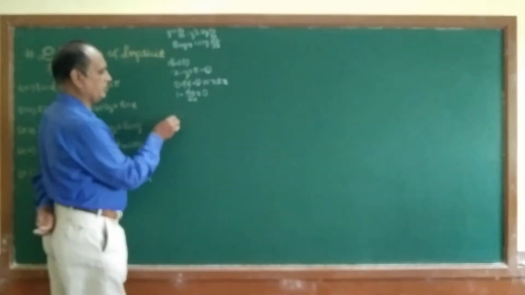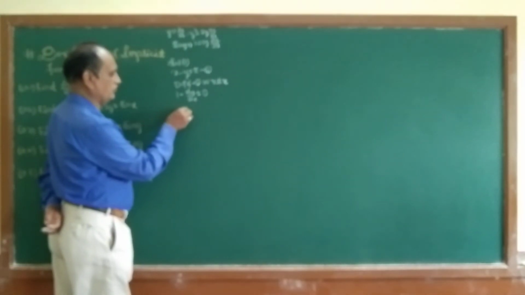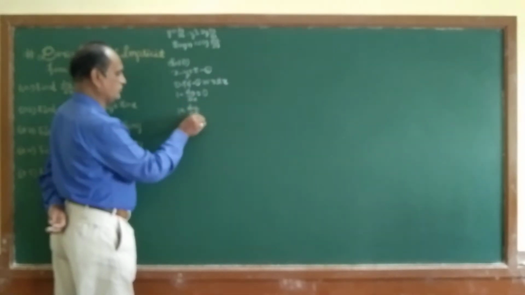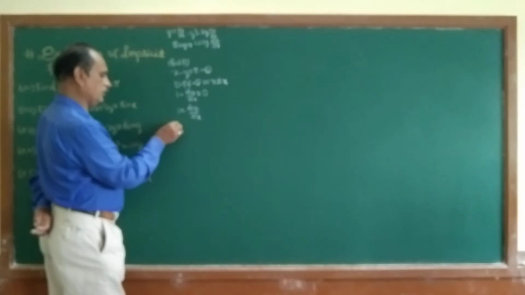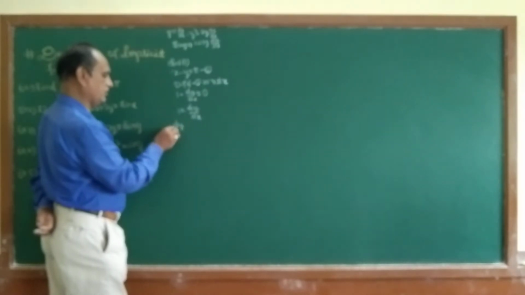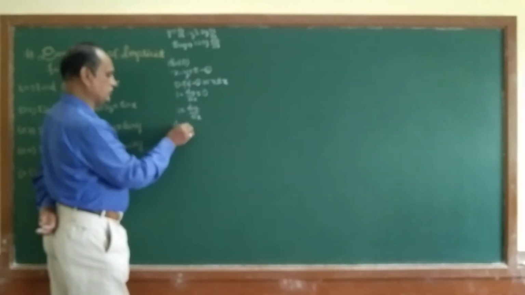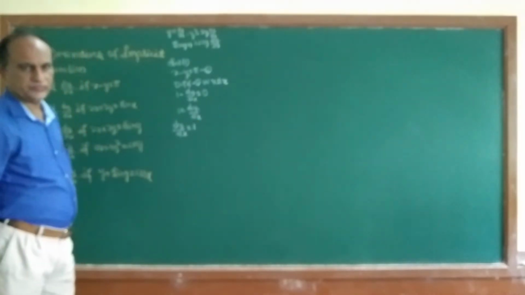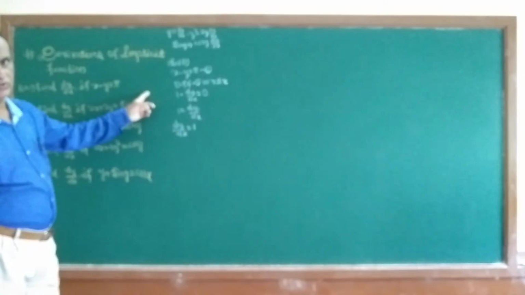Therefore, 1 is equal to dy by dx, or therefore dy by dx, the derivative of y with respect to x, is equal to simply 1. ಇಷ್ಟು ಬರೆದರೆ ನಿಮಗೆ 2 ಮಾರ್ಕ್ಸ್ ಸಿಗುತ್ತೆ.